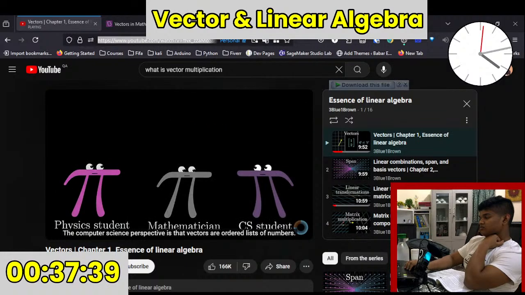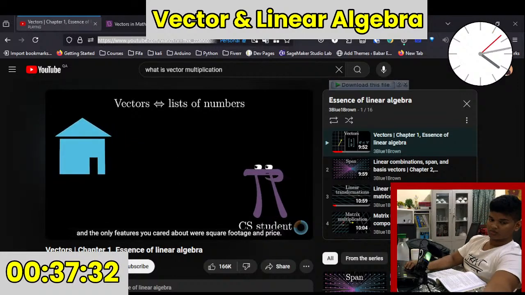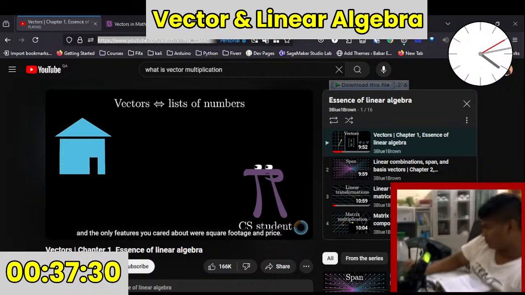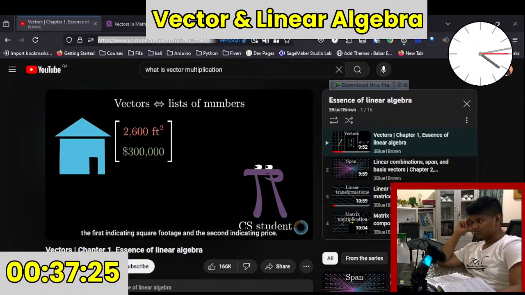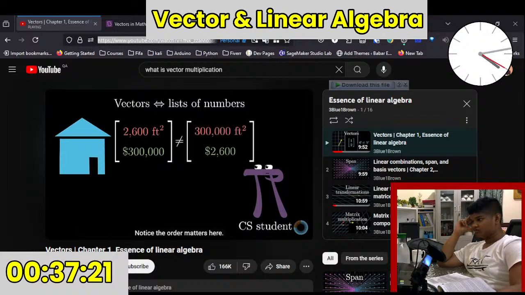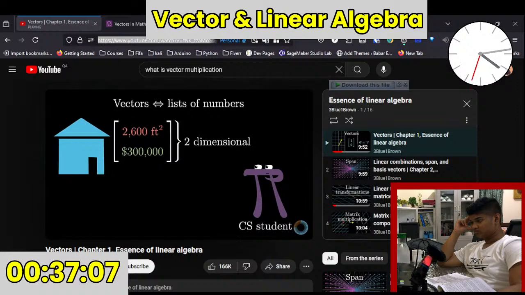The computer science perspective is that vectors are ordered lists of numbers. For example, let's say you were doing some analytics about house prices, and the only features you cared about were square footage and price. You might model each house with a pair of numbers, the first indicating square footage and the second indicating price. Notice, the order matters here. In the lingo, you'd be modeling houses as two-dimensional vectors, where in this context, vector is pretty much just a fancy word for list, and what makes it two-dimensional is the fact that the length of that list is 2.